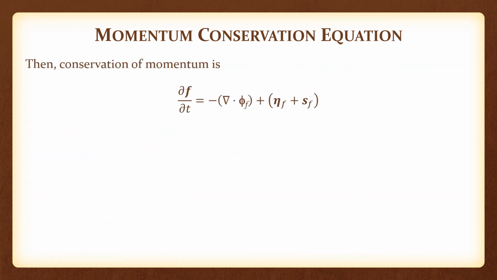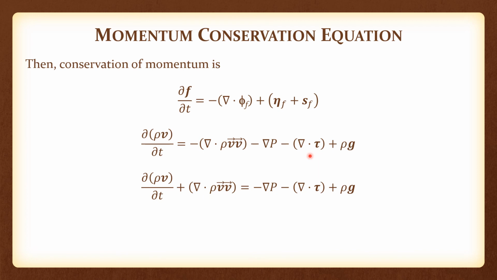Then the conservation of momentum. So you have these terms. All right, dou f dou t is minus del dot phi f plus eta f plus sf. Now your eta f is 0, sf is rho g. And phi f has three terms: the convective momentum flux tensor, then you have the pressure, which is an isotropic unit tensor multiplied by P, and the third is the tangential shear stress tensor. So then you have these three quantities that show up.